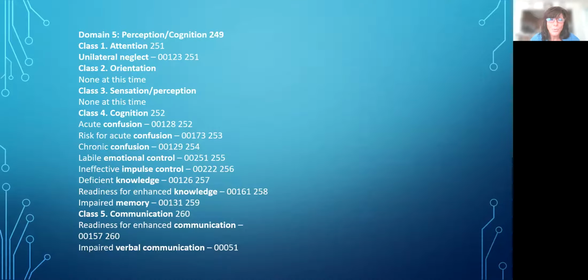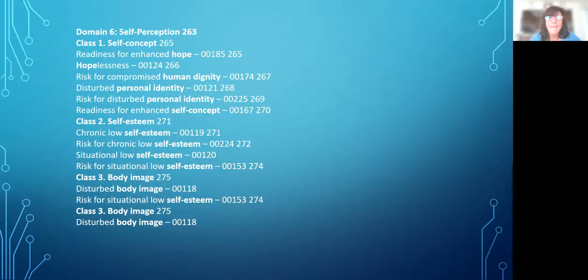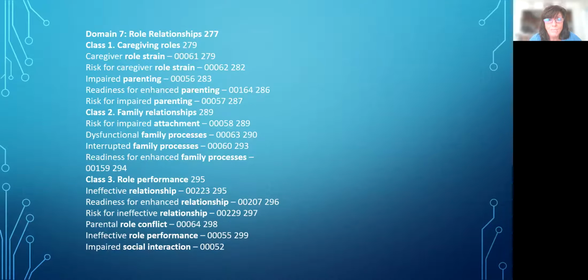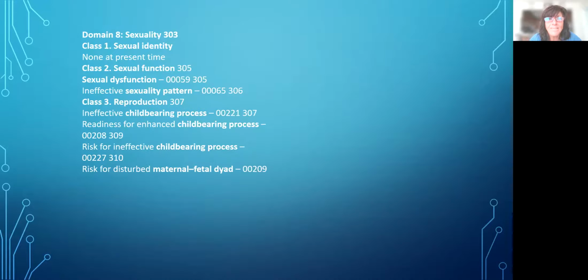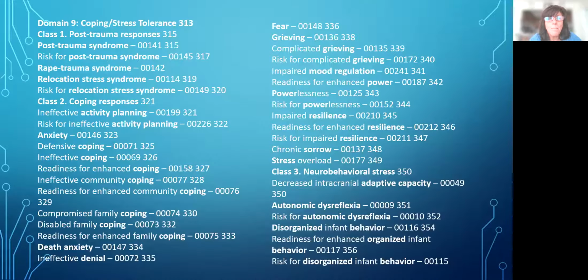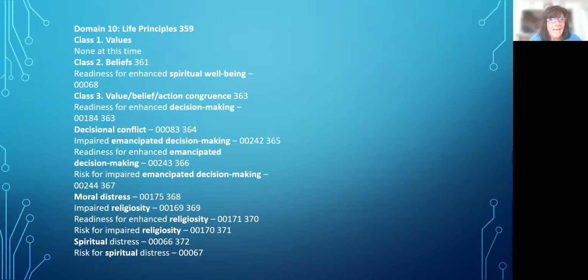So what I'm saying to you is it's not hard. Look at your patient, figure out what's wrong, what could go wrong, and then pick one from the list and then find the interventions either in a textbook or online. It's that simple. You can't make these up, all right? And this is the whole list with all the domains.